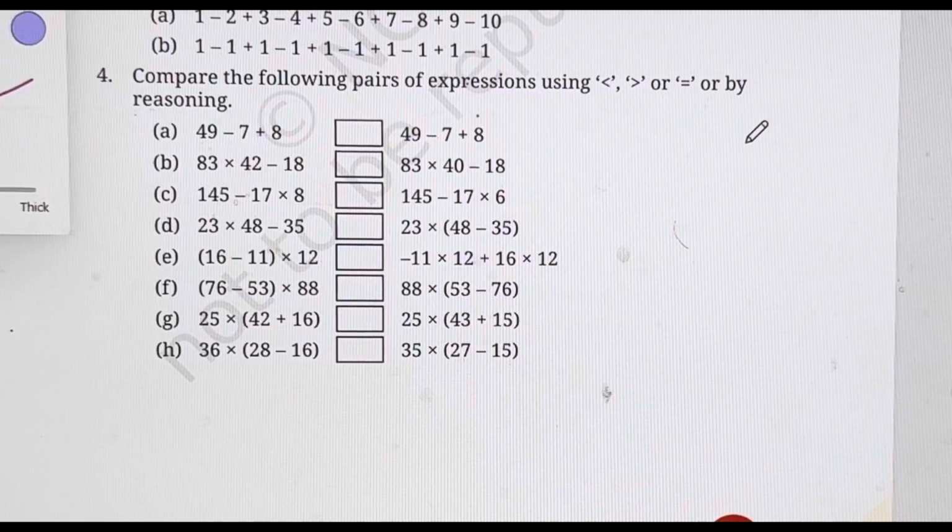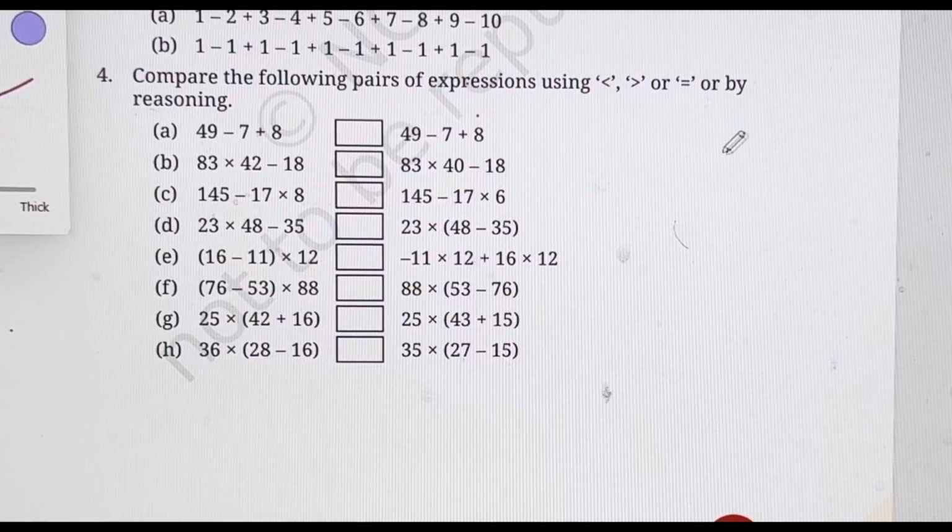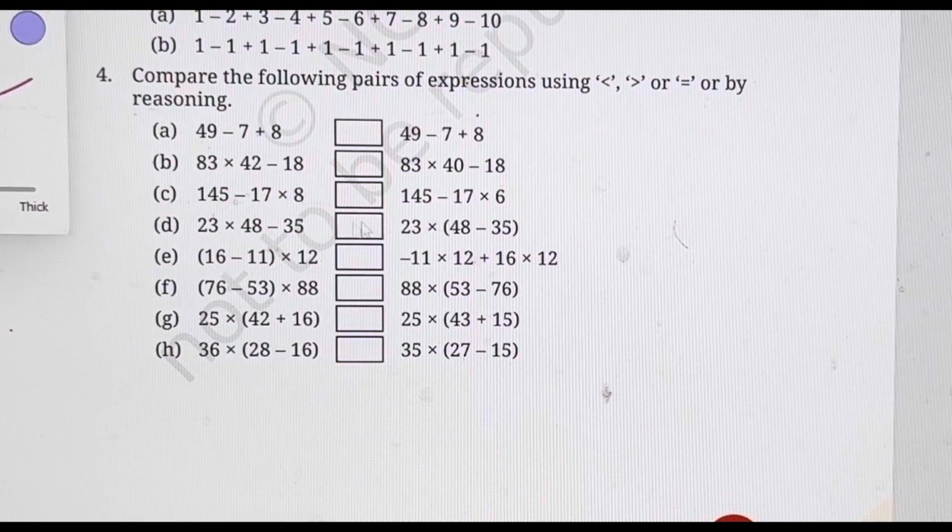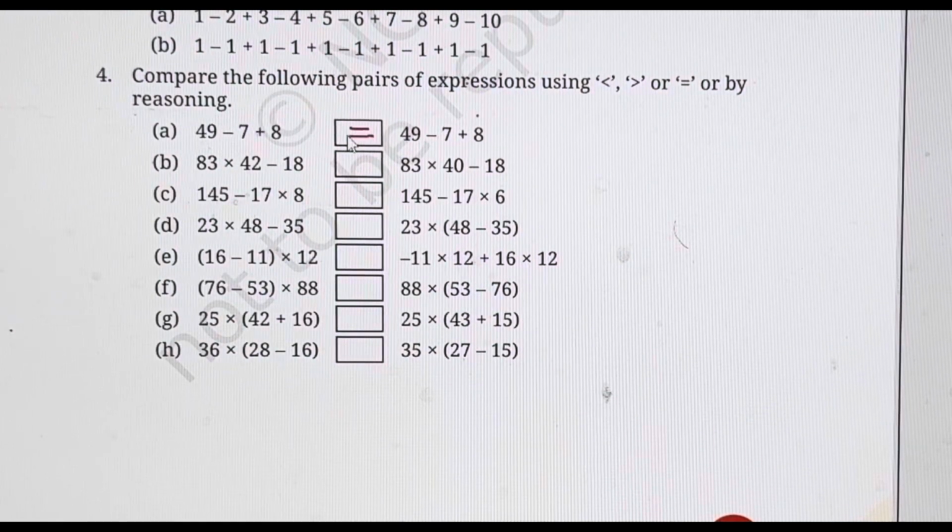Question number 4. Compare the following pair of expressions using less than, greater than, or equal to, or by just reasoning, right? So you can decide by reasoning, no need to do actual calculation. So if we see the first question A, 49 minus 7 plus 8, here also it is 49 minus 7 plus 8. Wherever the negative sign is with 7 here and here also. So both are equal.